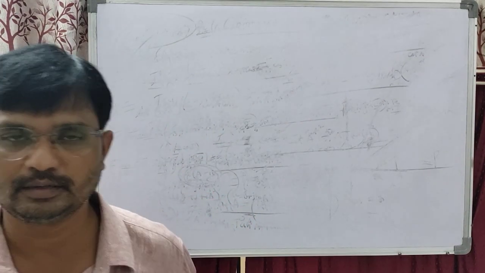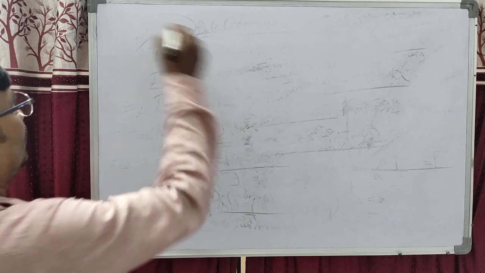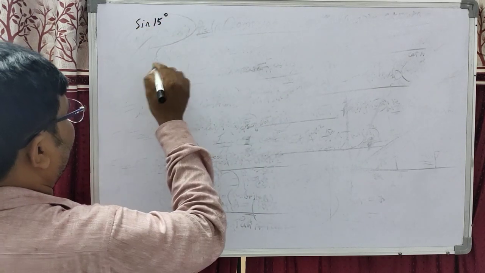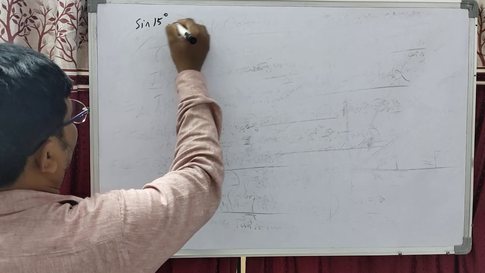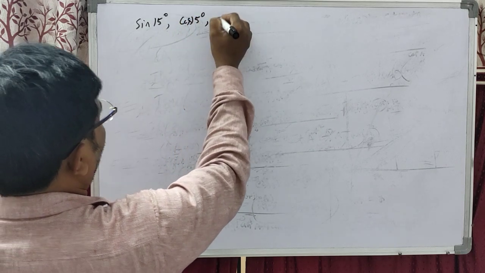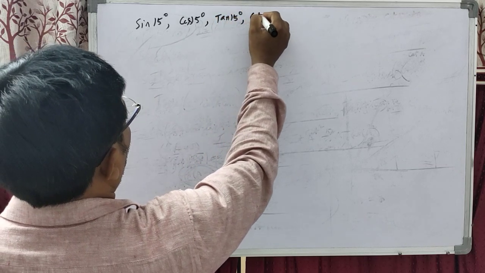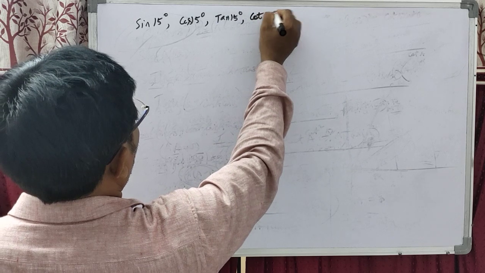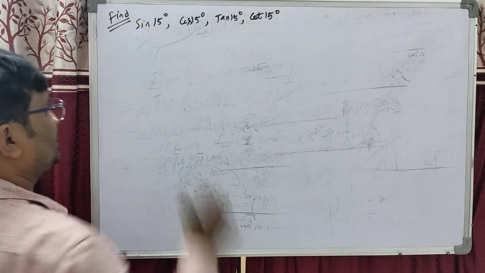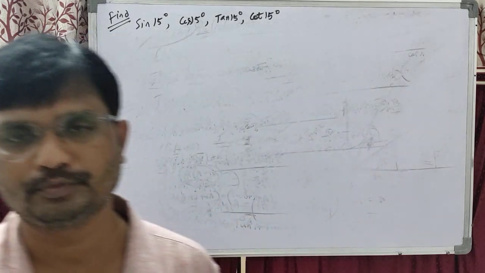My dear students, right now I will take sin 15 degrees. I will find right now sin 15, cos 15, tan 15, cot 15. My dear students, the sin 15 value is root 3 minus 1 by 2 root 2.